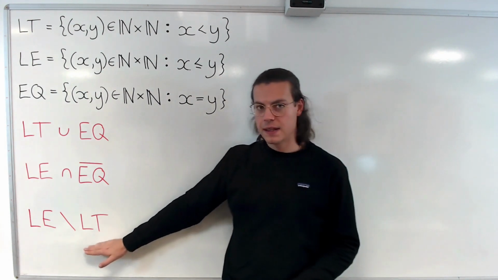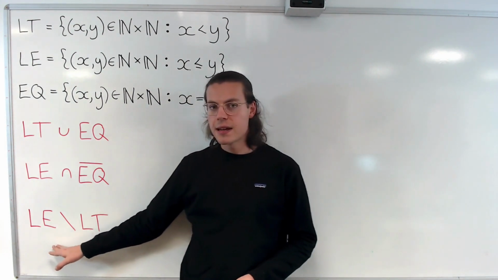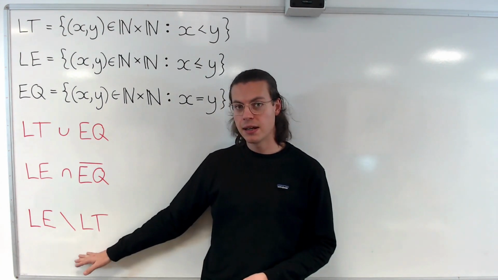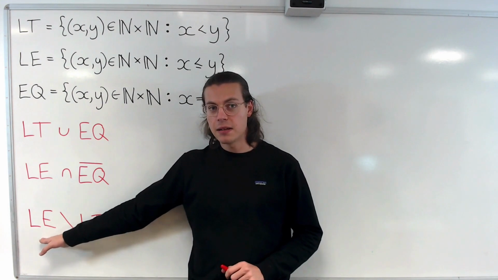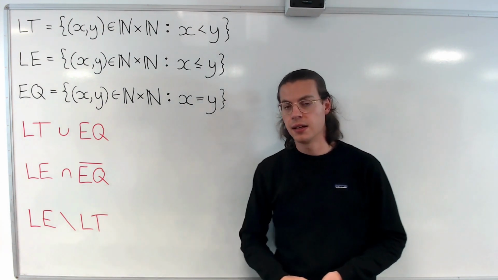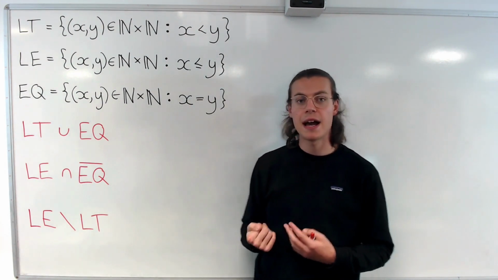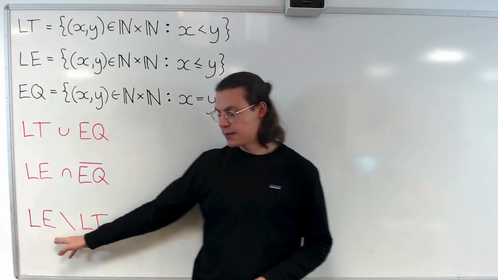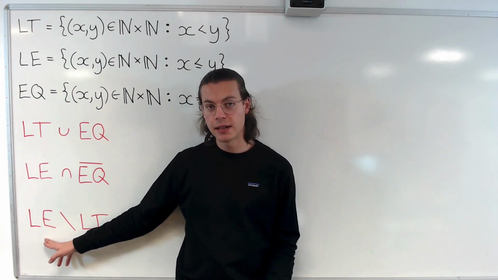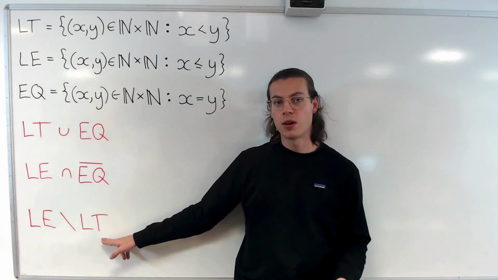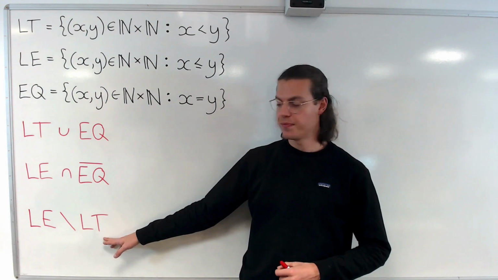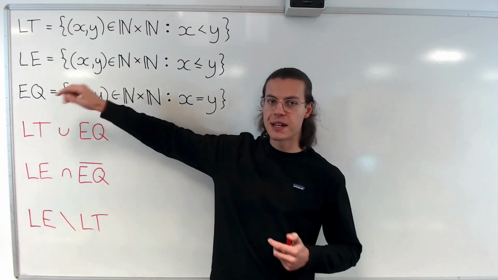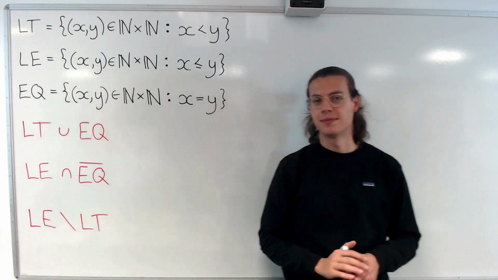Finally, this is the difference, LE minus LT. So for a pair to be in this relation, it must be in LE, but not LT. In other words, for a pair XY to be in this relation, X must be less than or equal to Y, but not strictly less than Y. So this is in fact the equality relation, EQ. And we're done.